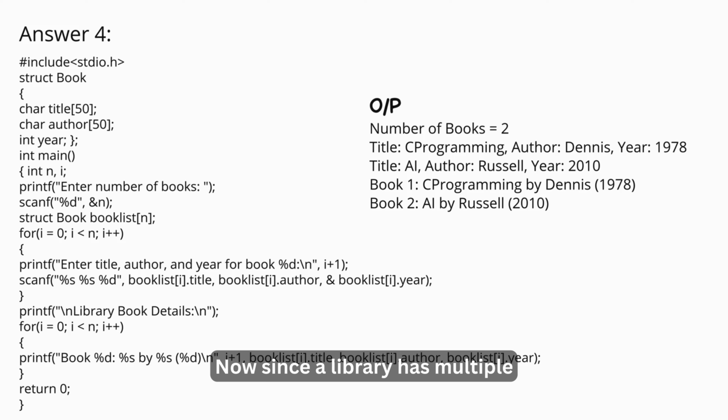Now, since a library has multiple books, a single structure variable is not enough. So, in the main function, I declare an array of structures which allows us to store details of many books. Next, I ask the user to enter the number of books. Using a for loop, I read the title, author, and year for each book and store them in the structure array. After all the details are entered, I use another for loop to display the list of books. Each book is printed in a clear format showing the book number, title, author, and year of publication.